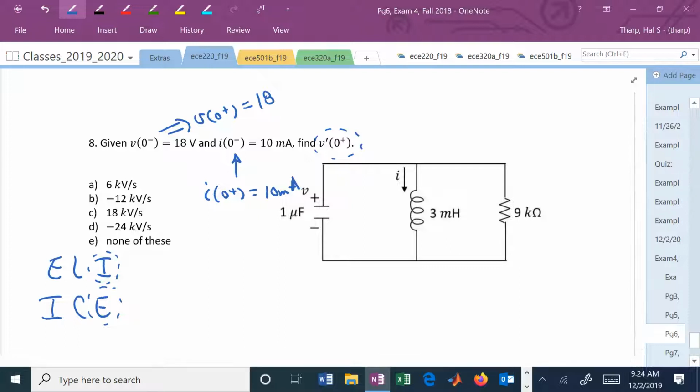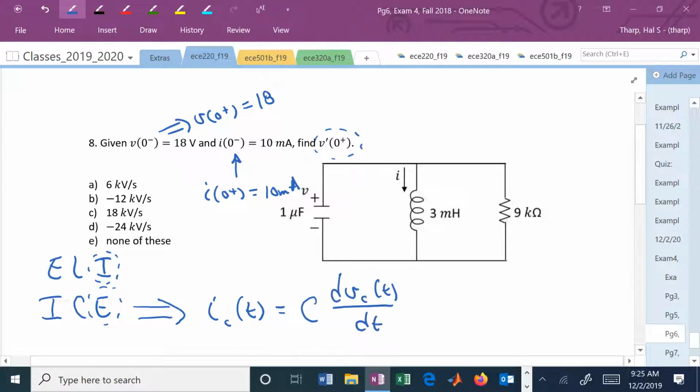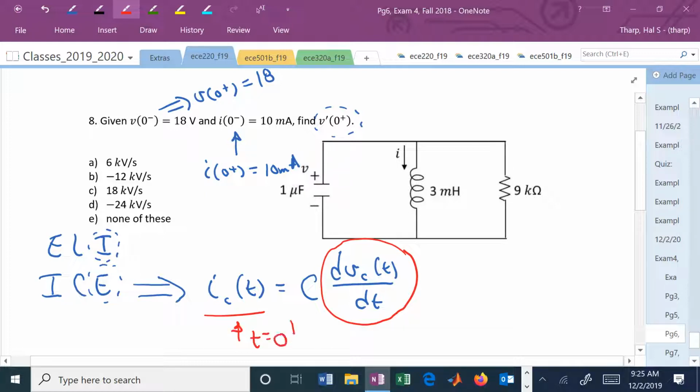And do we now have enough information? Well, ice tells us that I sub c of t is equal to c dv sub c dt. And we're actually trying to find this at time t equals 0. But if we could find this at t equals 0 plus, we could solve for the derivative at 0 plus, because that's just a proportionality away from the current, where the proportionality constant is c. We're now looking for the capacitor's current at time 0 plus, and we can find that by writing a KCL equation at that single node in this circuit.